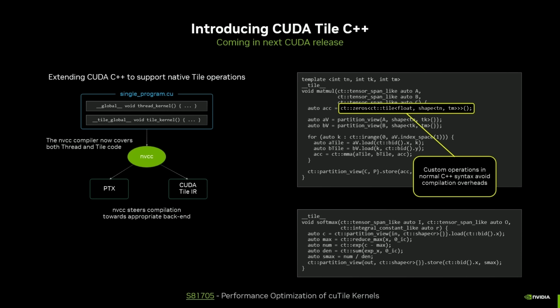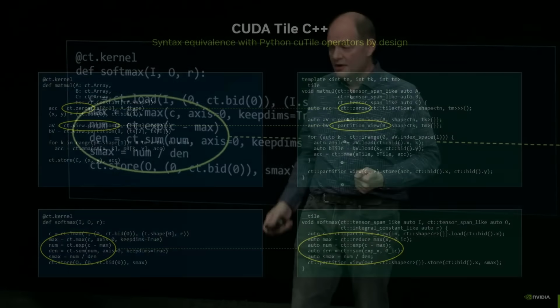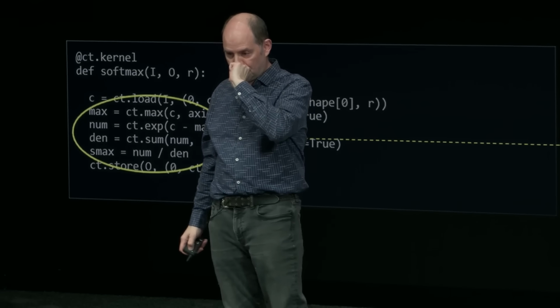It comes through NVCC, which is our C++ compiler. But we've made sure that the C++ idioms, while looking C++-ish, still give you the same language and the same look and feel between Python and C++. I strongly believe your intuition should just map across, no matter what language you want.